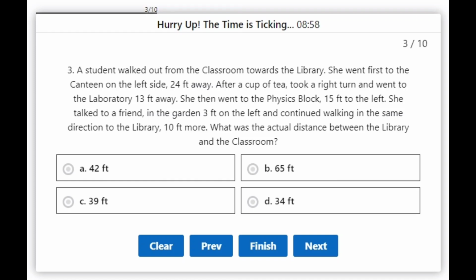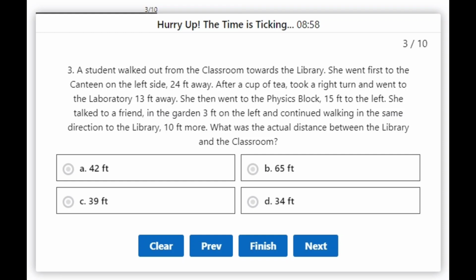Our question number 3 is: a student walked out from the classroom towards the library. She went first to the canteen on the left side, 20 feet away. After a cup of tea, took a right turn and went to the laboratory 13 feet away. She then went to the physics block 15 feet to the left. She talked to a friend in the garden 3 feet on the left and continued walking in the same direction to the library 10 feet more. What was the actual distance between the library and the classroom? And the options are option A 42 feet, option B 65 feet, option C 39 feet, and option D 34 feet.